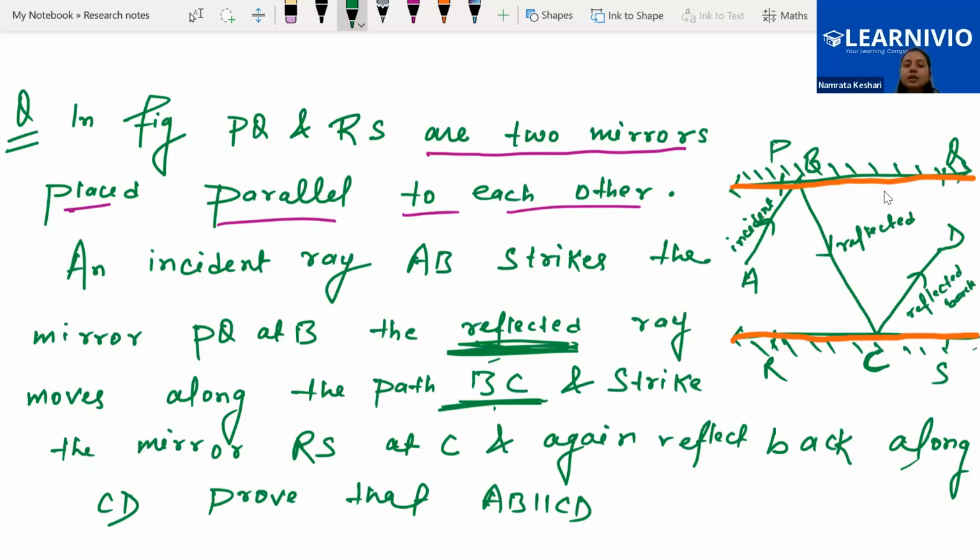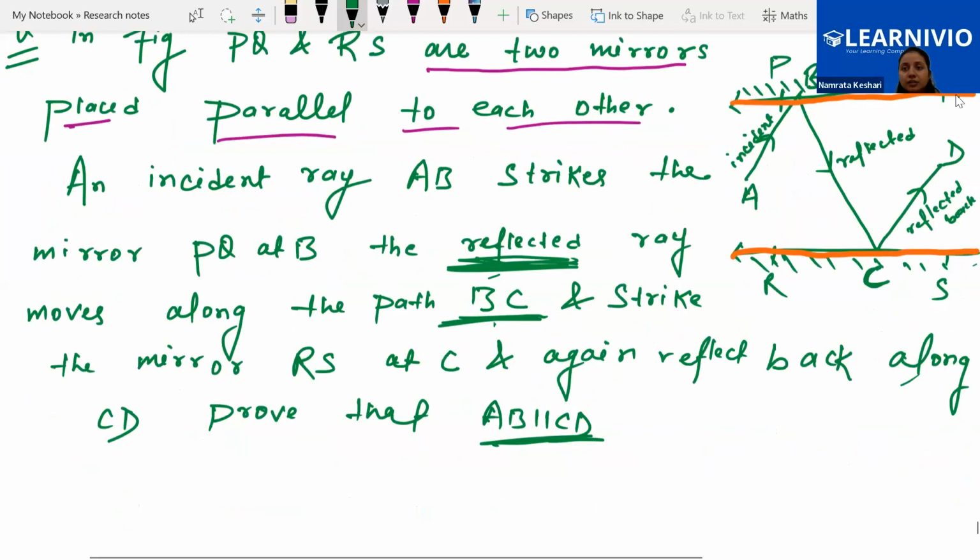Okay, so this figure is already given. What we have to prove? We have to prove that AB and CD are parallel. The incident ray and again the reflected part, these two are parallel with each other. That's what we have to show over here. How will we show this? Let's see. Anyone having any idea how to show it?